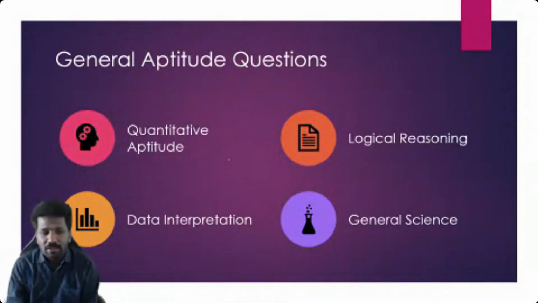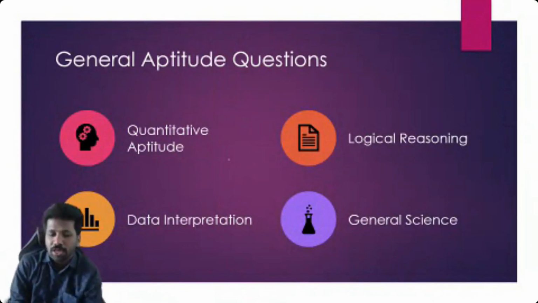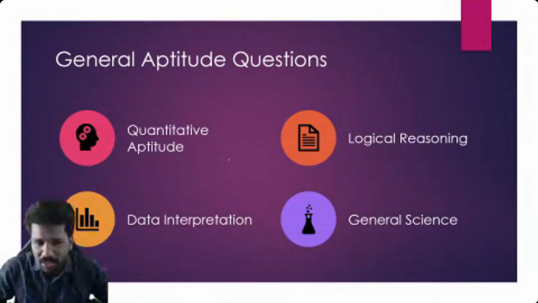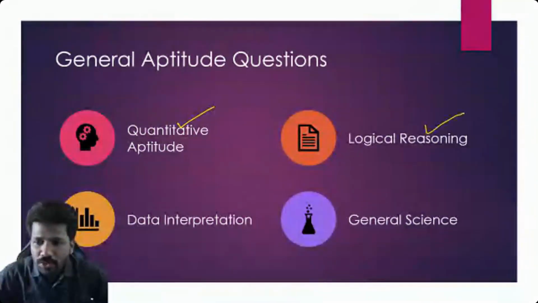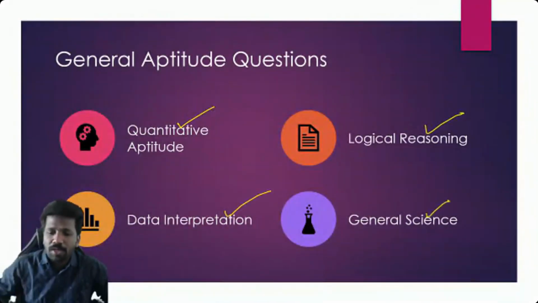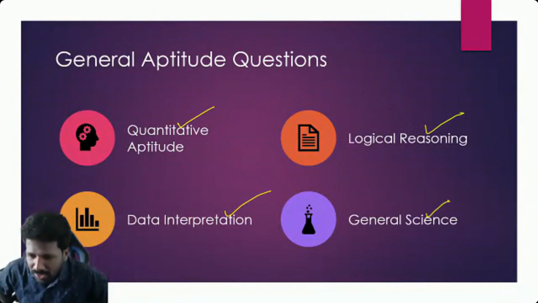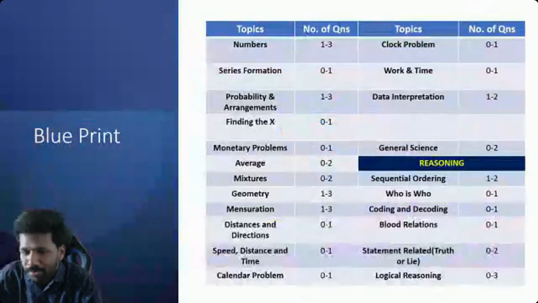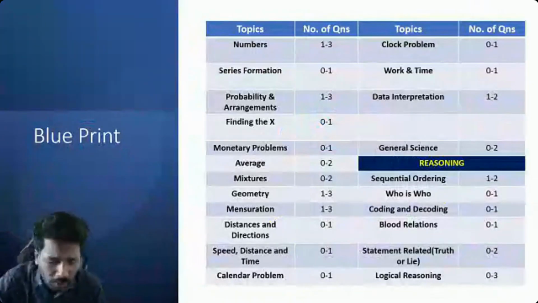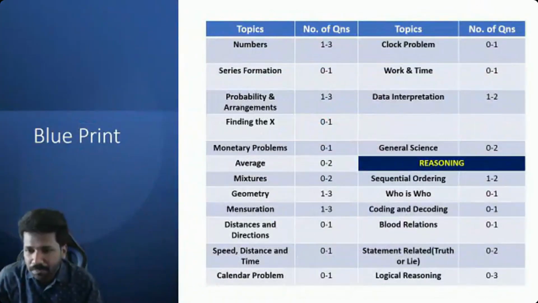The general aptitude syllabus can again be bifurcated into 4 units: quantitative aptitude, logical reasoning, data interpretation and general science. Maximum questions come from the quantitative aptitude unit, second logical reasoning, third data interpretation, and fourth general science. In the last exam, no question was asked in general science, and in most papers nowadays it is not asked at all. But the other three units are very important. And this is the blueprint of the number of questions you can expect from each chapter.